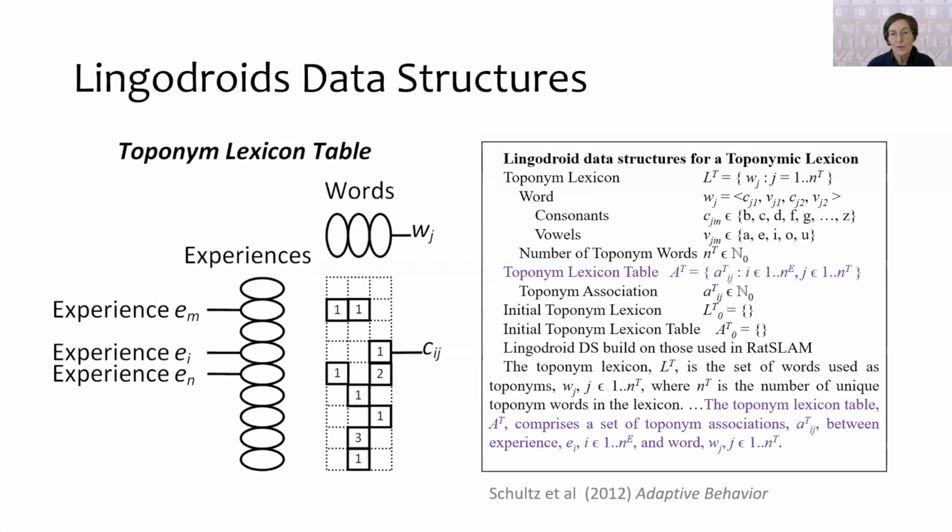Because this learning is single shot, a robot gets one instance to hear a word. It can be tied to many experiences. It ends up being a very simple data structure, just a simple matrix. Each word ends up with a distributed representation across a whole variety of different experiences.